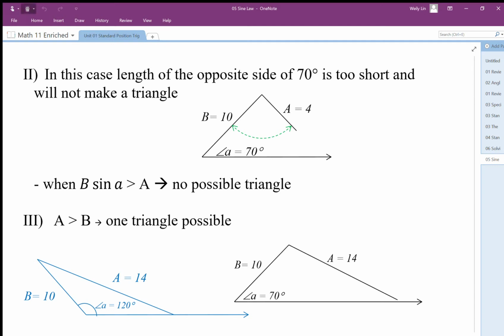And the formal test for this is that this vertical line, the side opposite to angle A, side a, is too short. It's shorter than that green line. And that green line is b sine A. So if side a is shorter than the vertical line here, no triangle is possible. So that's a special case.